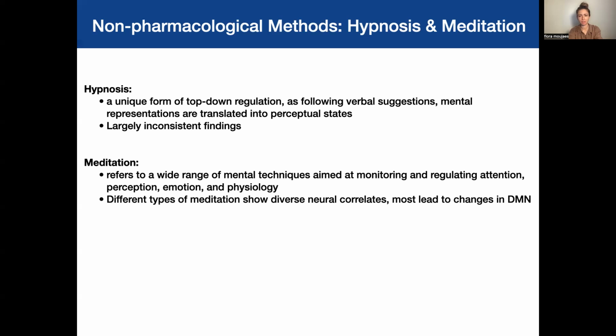Meditation, of course, has a much larger literature on its neural correlates. By meditation, we mean we're really referring to a very wide range of mental techniques aimed at monitoring and regulating perception, emotion, and physiology. And from the literature, we can see that different types of meditation show diverse neural correlates, although most do lead to changes in the default mode network.